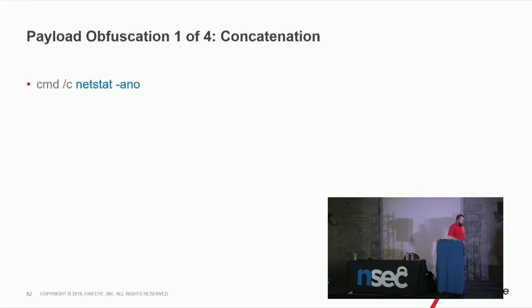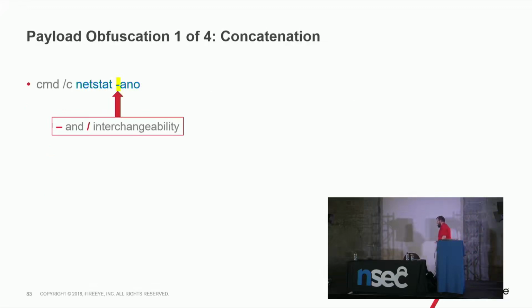So the first of the 4 techniques we'll look at is concatenation. So netstat -ano, we'll use that example again. And fun fact, you can also use the / instead of a dash for that argument right there. This actually has really interesting implications.